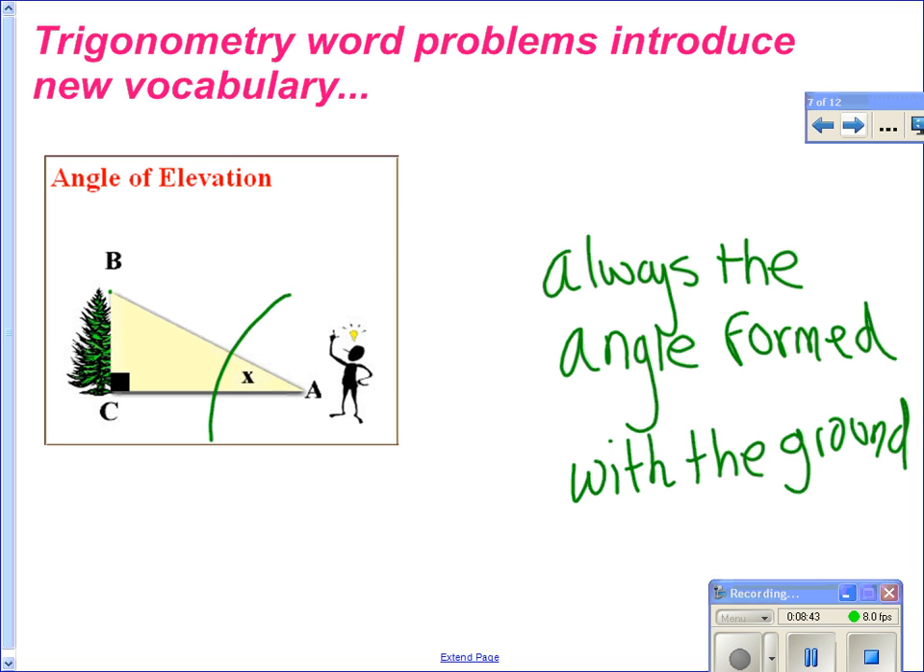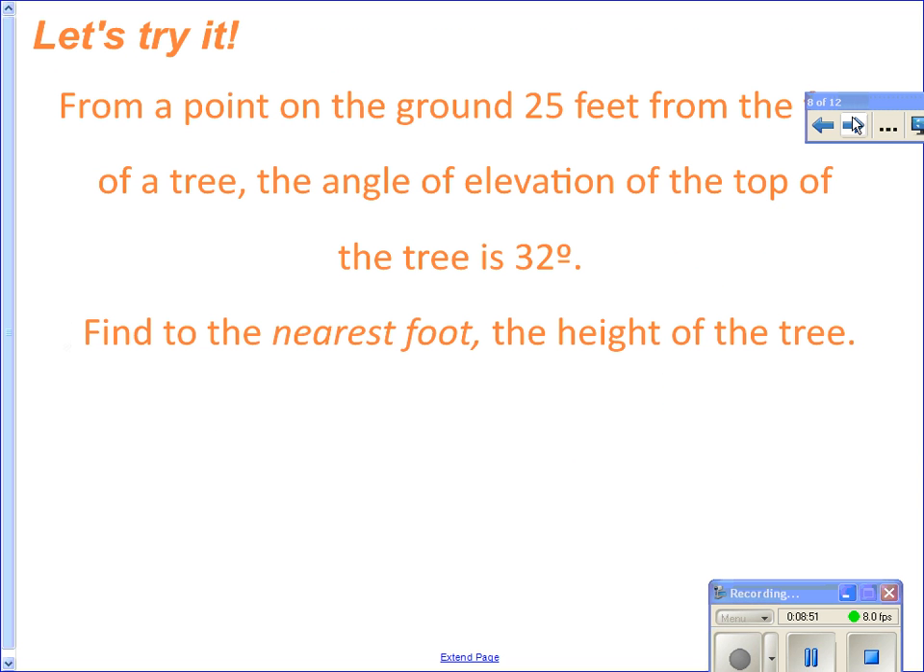Okay, so it's always made with the ground and the hypotenuse. Okay, so let's see what a problem might look like. So it says from a point on the ground 25 feet from the, I think it says base or foot of a tree, the angle of elevation of the top of the tree is 32 degrees. Find to the nearest foot the height of the tree.